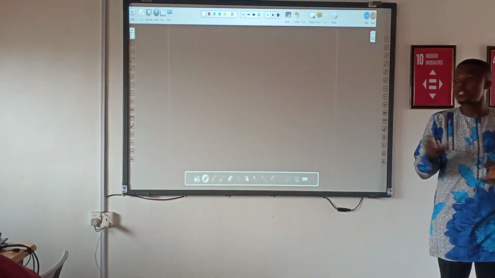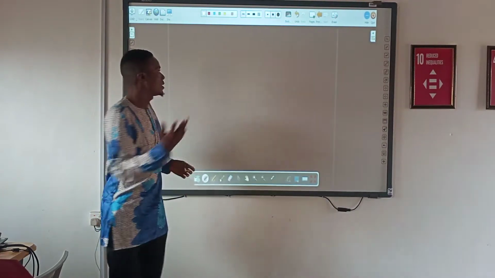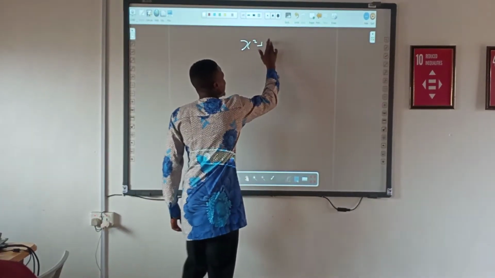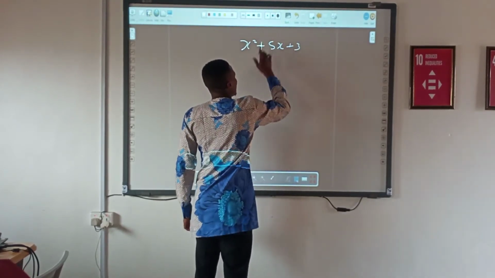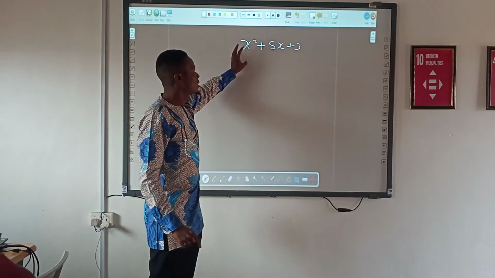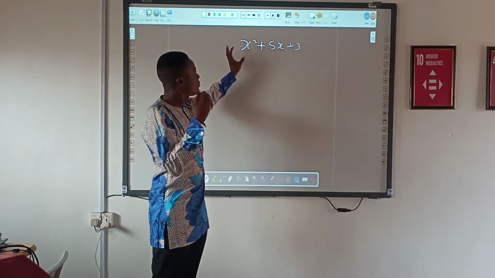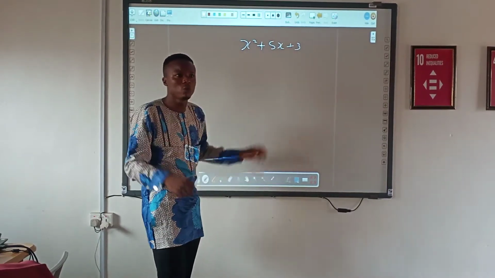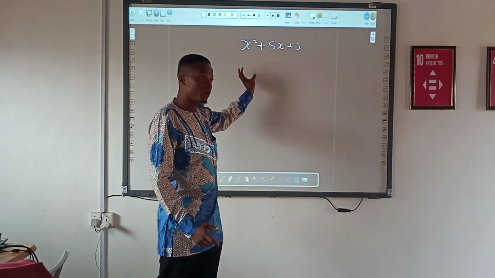Okay, which is just sum of terms. For example, now you can have x squared plus 5x plus 3. What do we call this kind of expression? Algebraic expression. I know it's algebraic. What type of algebraic expression specifically? Quadratic. What makes it quadratic? Because the highest power is 2. Wonderful. Do you know that this is a polynomial?